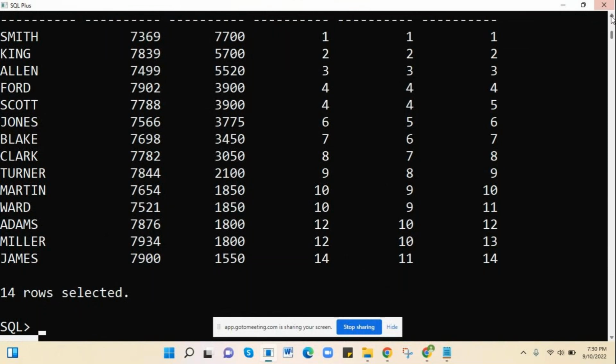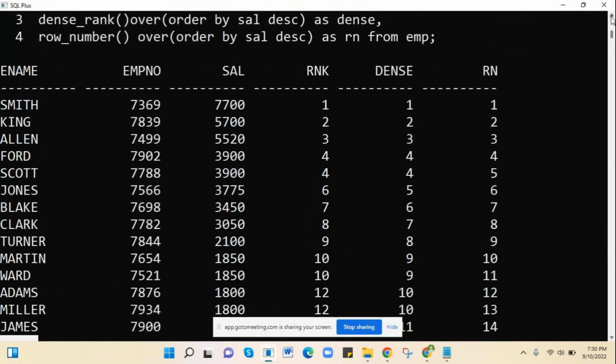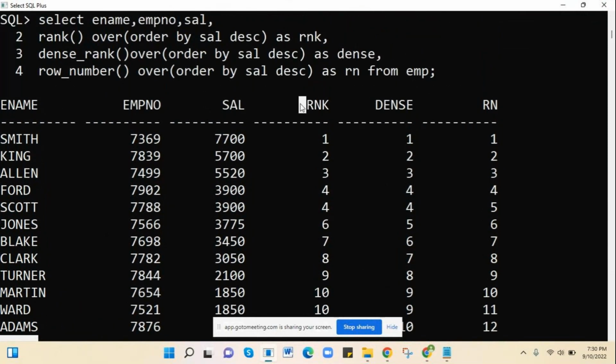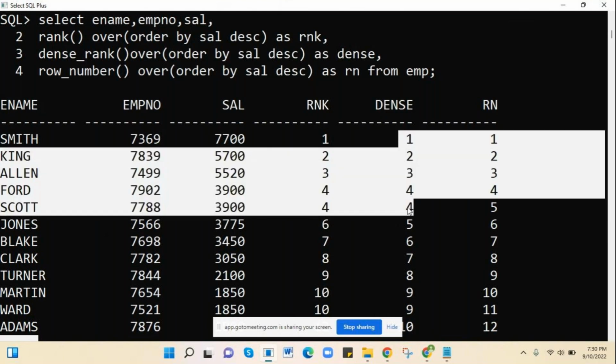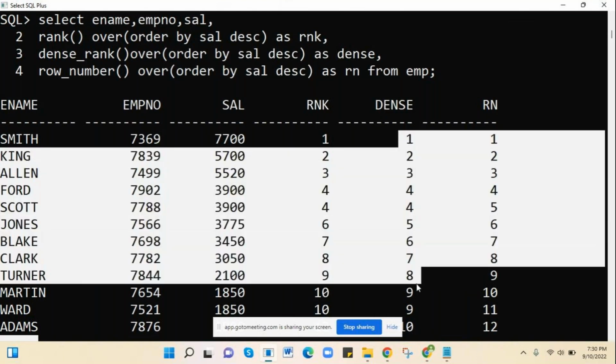Rank and dense rank and row number. Mostly, what is the difference between rank and dense rank? Rank generates the gap. It skips the values, like you see, it skips the 5 value. Whereas dense rank does not generate the gap, or it does not skip any value.